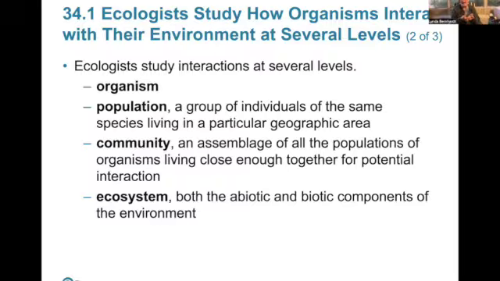Typically I use the class as an example. The organism would be you yourself. The population would be the population of Bio 124. The community would be our GMC community. So you've got people who are taking Bio 124, you have people who are taking political science, you have people who are taking leadership, you have people who are taking math. And so that is the entire community of our GMC. The ecosystem would be everything around us in Rockdale County. So I hope that makes sense.